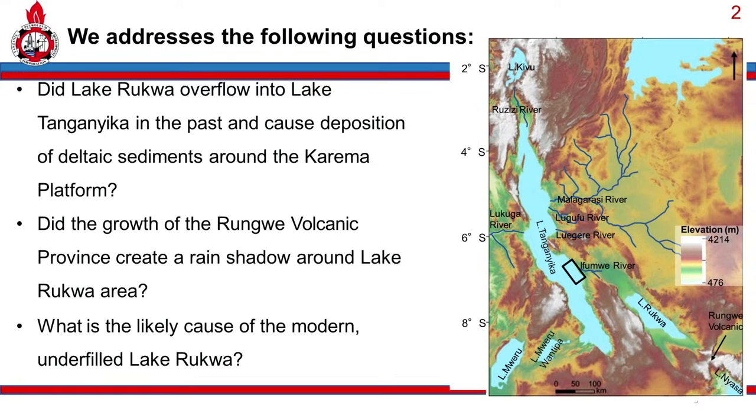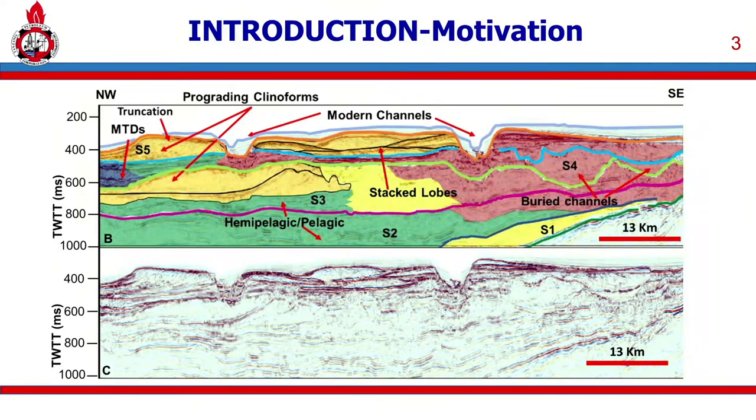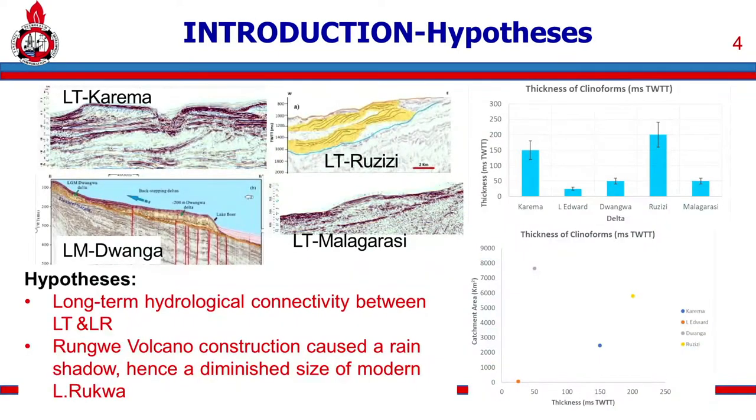So to orient you from the map, the Rungwa volcanic is in the southern part of Lake Rukwa. At the southern tip of Lake Rukwa, you see that we have the high elevation where we have the Rungwa volcanic. And these are the deltaic clinoforms that we see from the seismic data set, spectacular, thick and large. When we try to build a hypothesis, we compare the delta that we see around that area with the deltas that are associated with the big drainages, like the delta associated with the Ruzizi River, which is in the northern side of Lake Tanganyika.